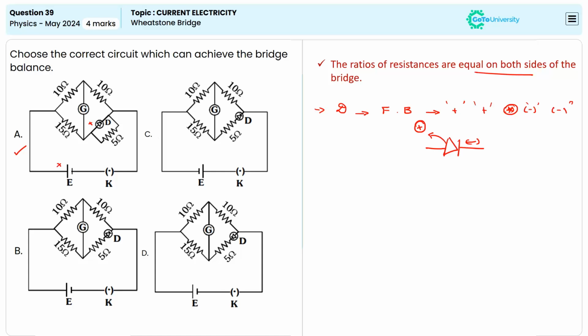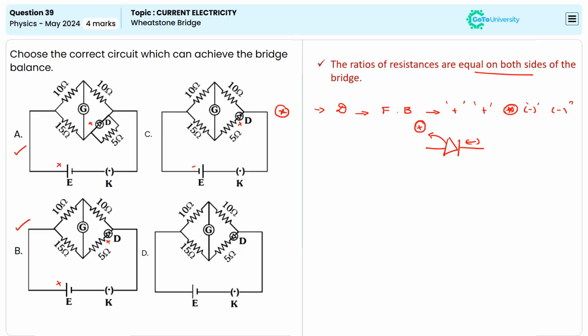Let us check option B. In option B, the positive side of the diode is connected with the positive side of the battery. So option B may be the correct answer. Let us check option C. In option C, the positive side of the diode is connected with the negative side of the battery. So this will not get balanced because the diode here is under the reverse bias condition. So option C will not be the correct answer for this question.